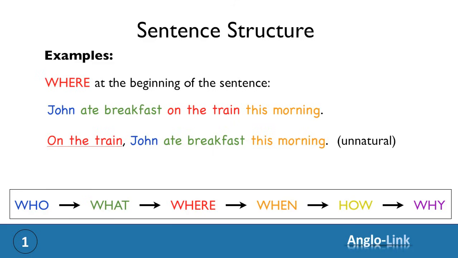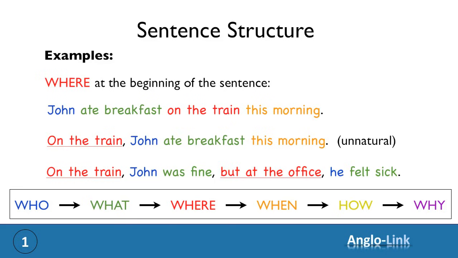However, if we contrast on the train with another place, for example, at the office, then we have a good reason to put this element at the beginning of the sentence. On the train, John was fine, but at the office, he felt sick.